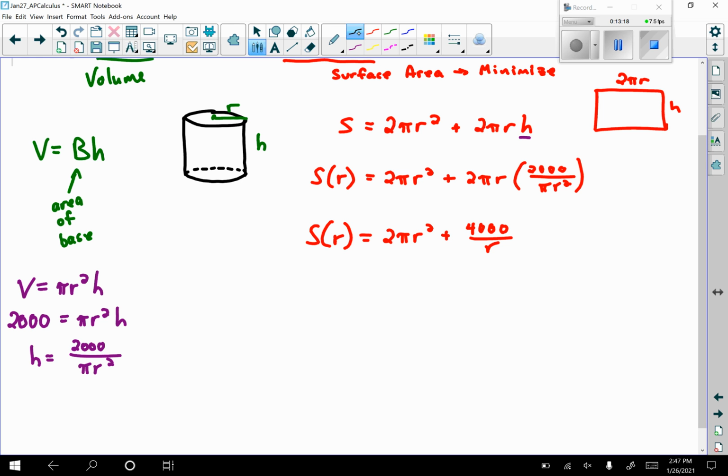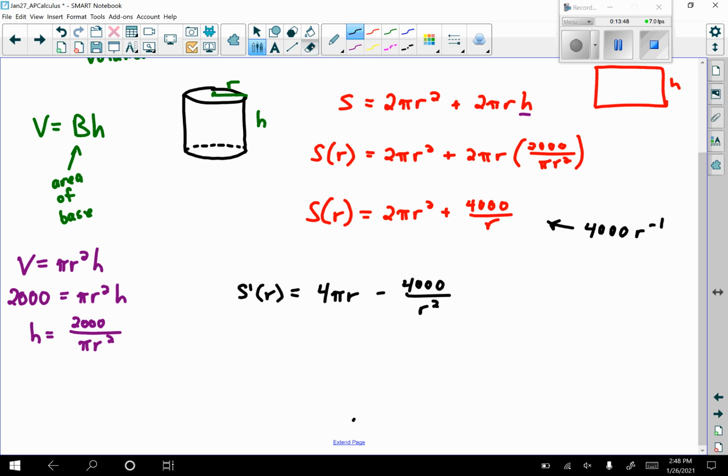And then this is what I want to take the derivative of. So we want to find S prime of r, taking the derivative of this first part. Now pi is just a number, so this becomes 2 times 2 pi, so we're going to get a 4 pi r. And then this right here is really 4,000 times r to the negative first. So we're going to get a negative 4,000 r to the negative second, or we can put it over r squared.